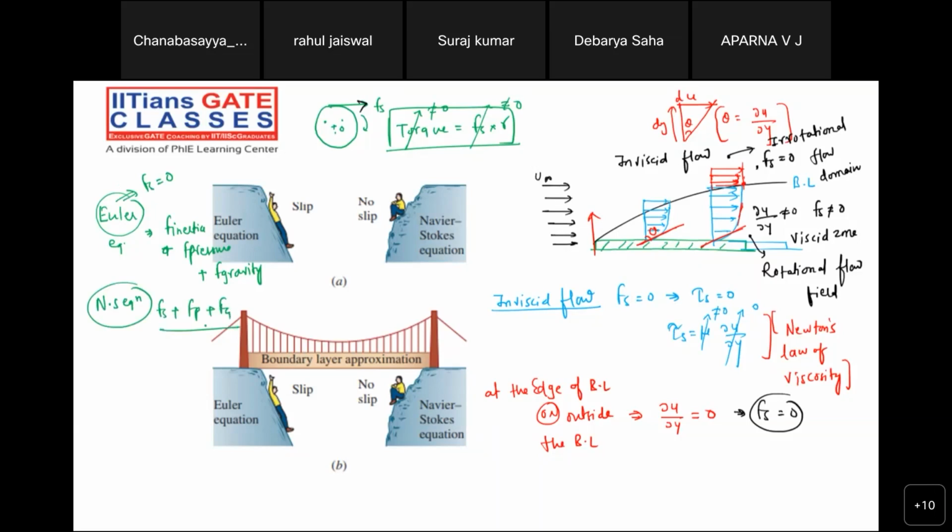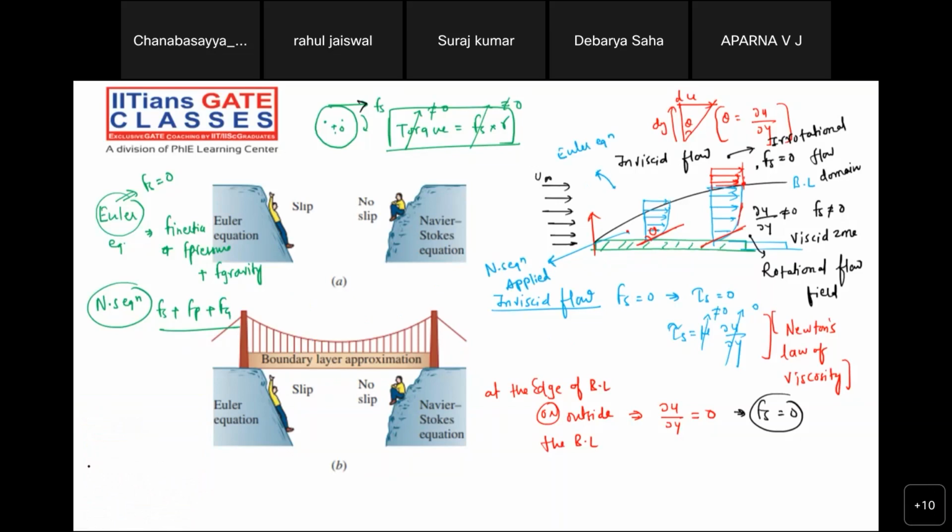Now tell me, inside the boundary layer, can we apply the Euler equations? Inside the boundary layer, at this point, can we apply the Euler equations? We can't apply them, because viscous forces will not be zero. If the viscous forces are zero outside the boundary layer, here we can apply the Euler equations. But inside the boundary layer, we cannot apply them; we have to apply the Navier-Stokes equations. Please make a note of it. Very, very important.